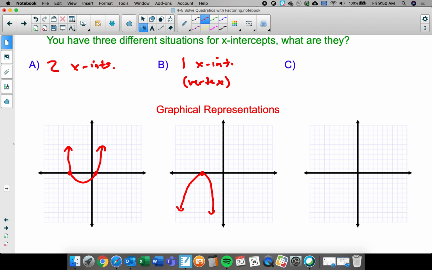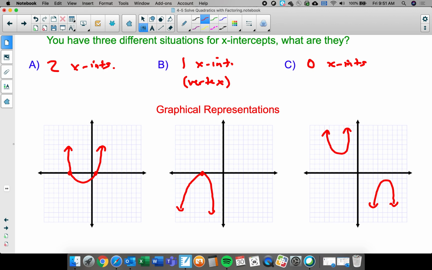And then the third option is that you could have 0 x-intercepts. You might not have an x-intercept. What would that look like? That would look like a graph that either opens up and is entirely above the x-axis, meaning it does not cross, or you might have one that opens down, but is also entirely below the x-axis. So those would be two different scenarios where you would have no x-intercepts.